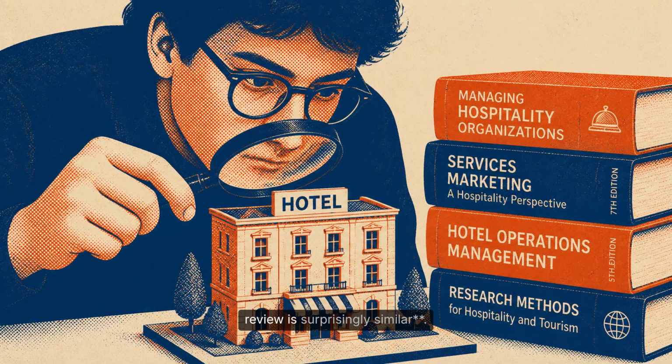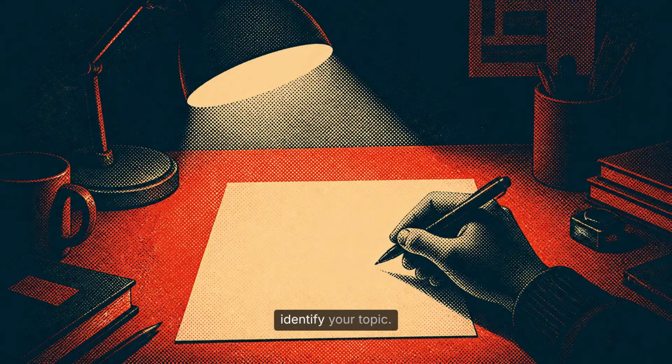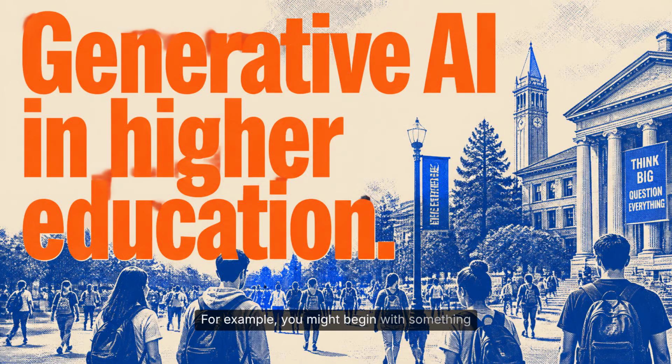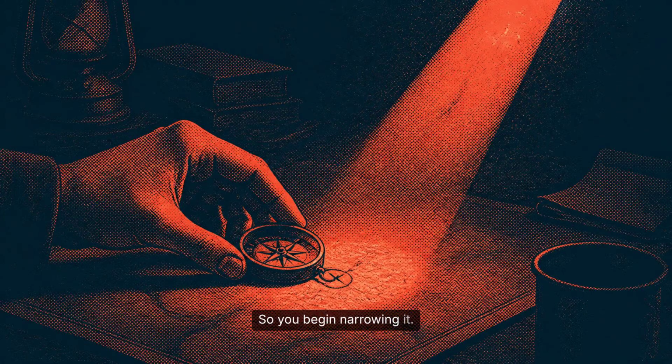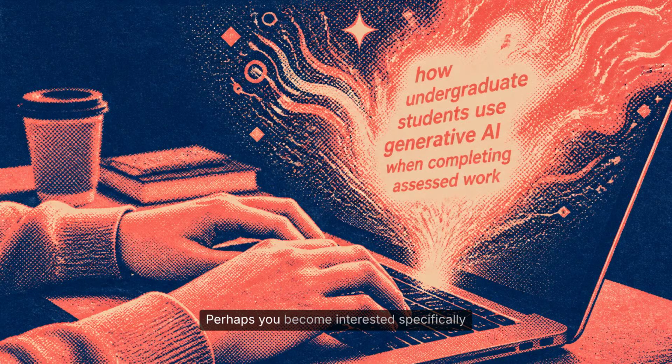Conducting a literature review is surprisingly similar. The first step is to clearly identify your topic. For example, you might begin with something broad, such as generative AI in higher education. But this is far too wide for a literature review, so you begin narrowing it. Perhaps you become interested specifically in how undergraduate students use generative AI when completing assessed work.